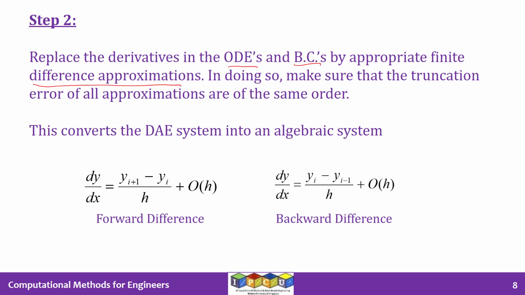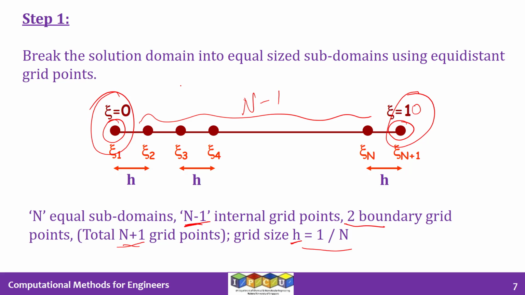But for the boundary grid points, you will have to use either the forward or the backward difference approximations. For example, for this grid point, you cannot use backward difference approximation because there is nothing to the left of it. Likewise, for this boundary grid point on the right hand side, you cannot use forward difference approximation because there is no domain to the right of it or in the forward direction from psi n plus 1. So for psi 1, you may only have to use forward difference approximation. For psi n plus 1, you may have to use only backward difference approximation.